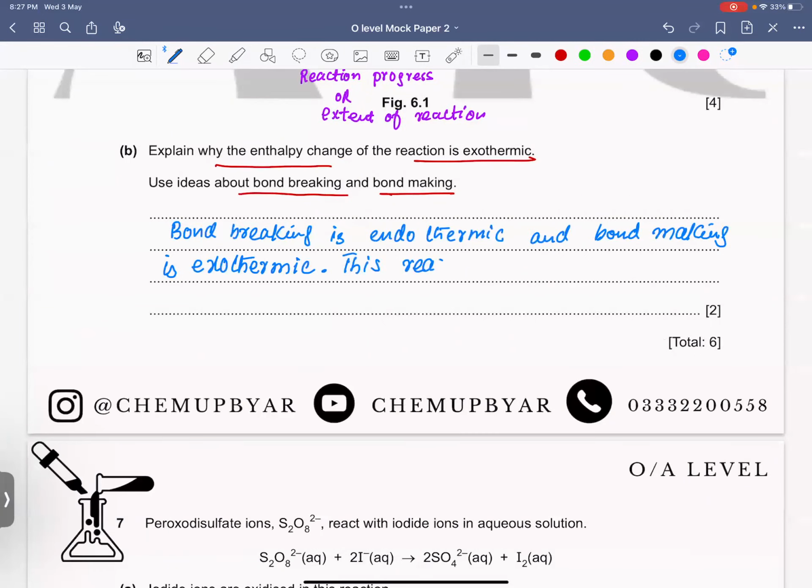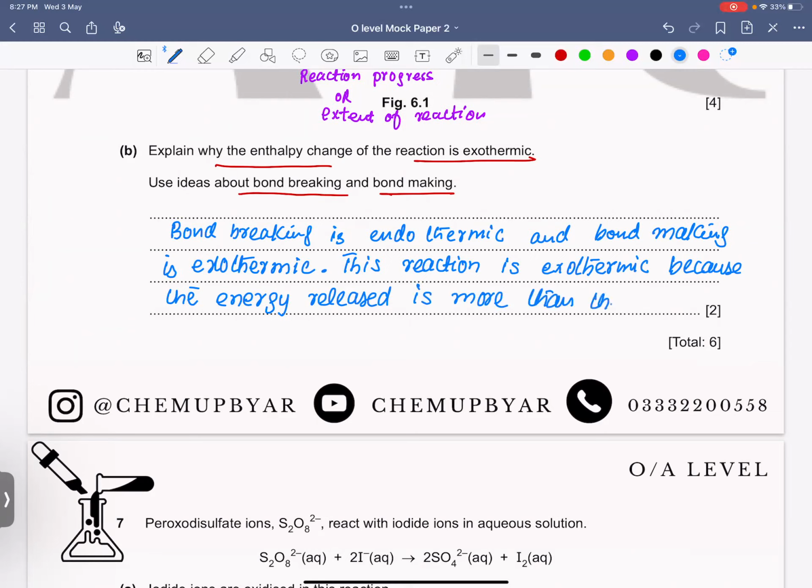This reaction is exothermic because the energy released is greater than the energy absorbed. Is this clear to everyone? Yes, sir.